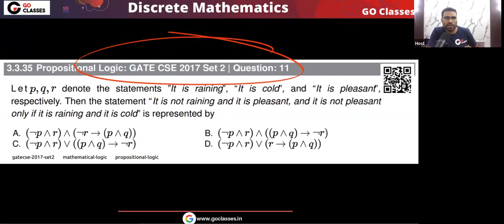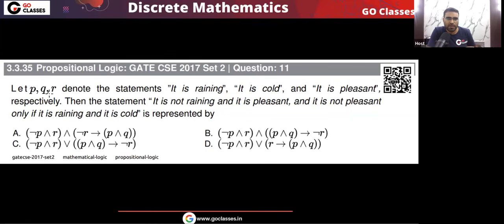Let's solve this GATE 2017 question. Let P, Q, R denote the statements: it is raining, it is cold, it is pleasant. Then the statement "It is not raining and it is pleasant, and it is not pleasant only if it is raining and it is cold" is represented by. Again, a very simple question.